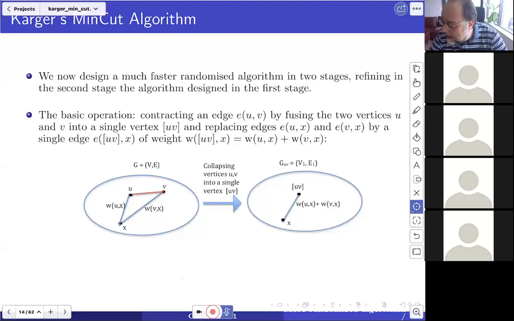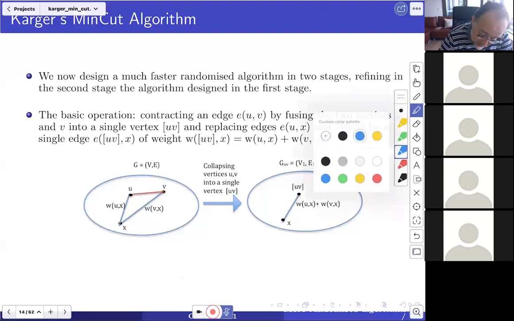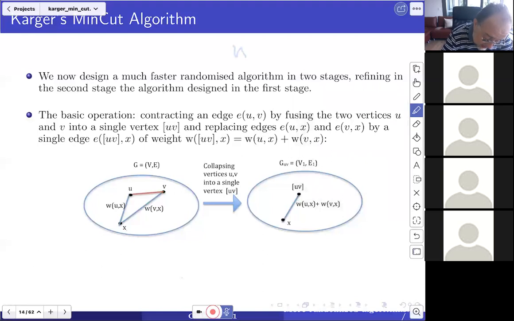So the question is that max flow runs in time O of n to the fourth, so n will be always, at least in this context, the number of vertices in the graph. So n refers to the number of vertices.